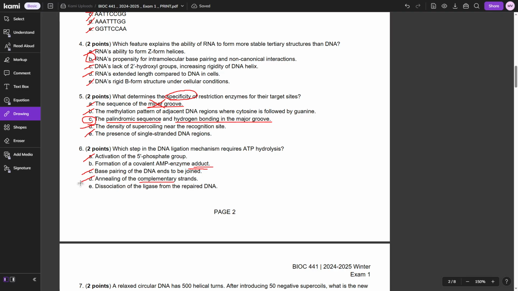I don't care about the complementary strand when I'm doing the ligation. The ligation only ligates one strand, remember. You only break one strand here. Dissociation of the ligase from the prepared DNA. No, the ATP is not involved in dissociation. It's probably going to be B in that case, right? Formation of the covalent AMP enzyme adduct. That makes the most sense there. So, yeah.